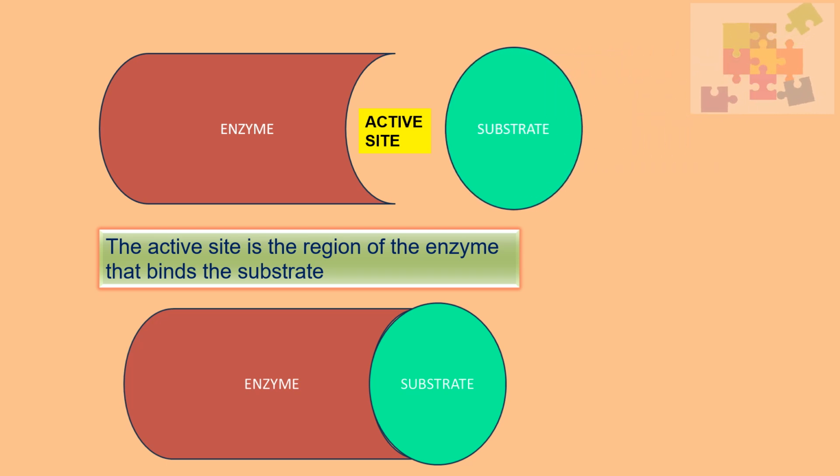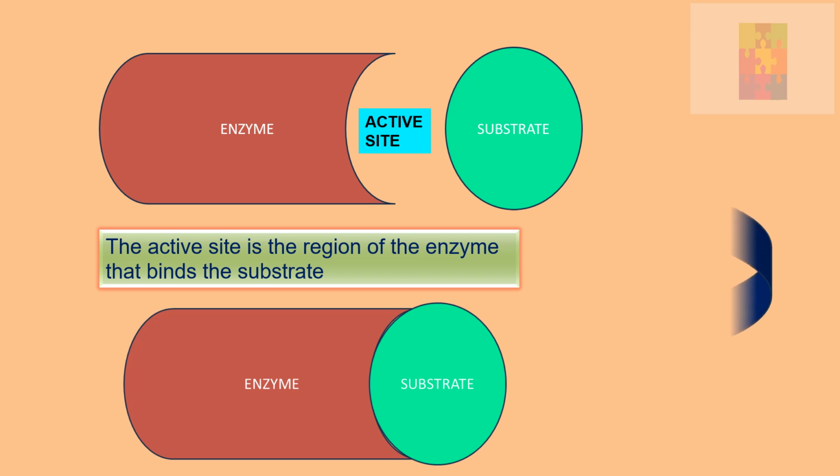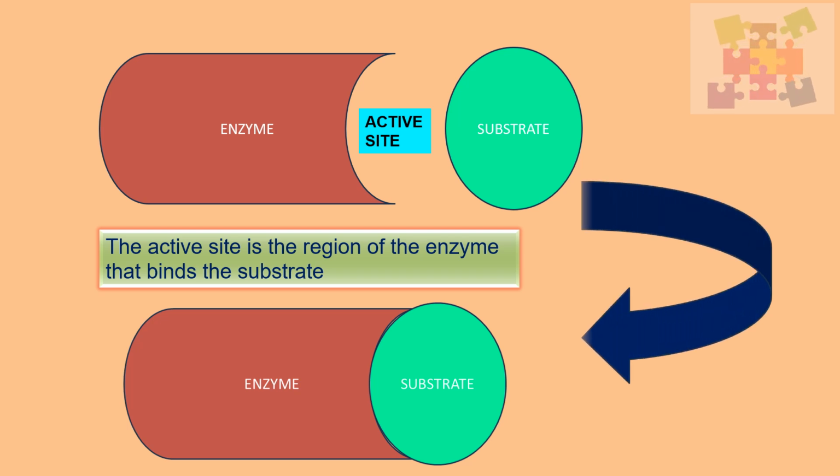This active site is the region of the enzyme that binds specifically the substrate. So as you can see, the enzyme binds the substrate on only the active site. When this happens, an enzyme substrate complex is formed. This is the first step of the reaction whenever an enzyme reacts with the substrate before releasing the products.